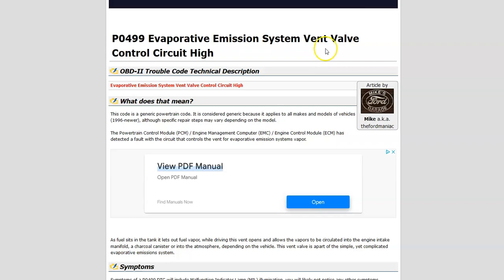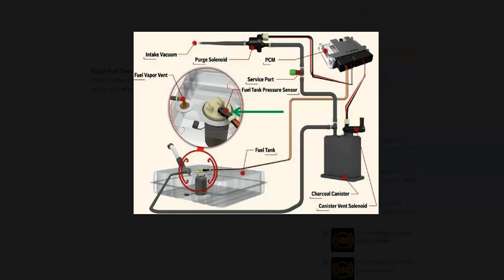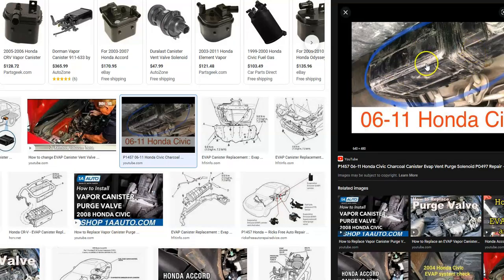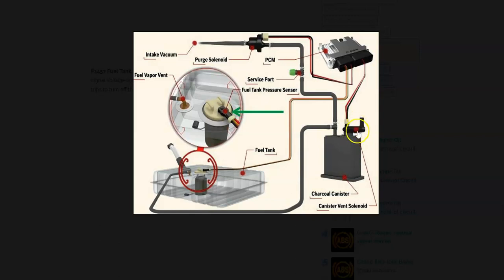And the main cause of this error is this vent valve, which is usually located on the charcoal canister. They can sometimes be located differently, but on Hondas, usually they're located on the charcoal canister. And the charcoal canister is usually located up and underneath the vehicle by the gas tank. It'll have like three hoses going to it and a wiring harness. And these vent valves can be bought separately. So you can go buy one separately, or you can buy the whole charcoal canister with the vent valve.